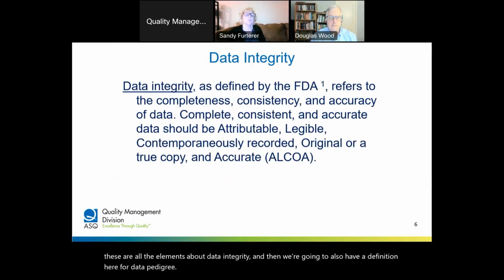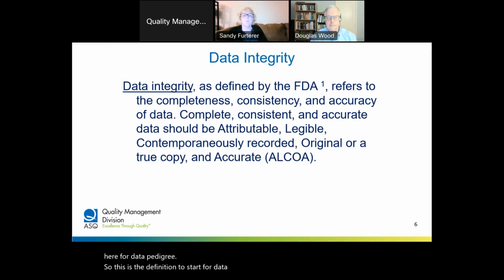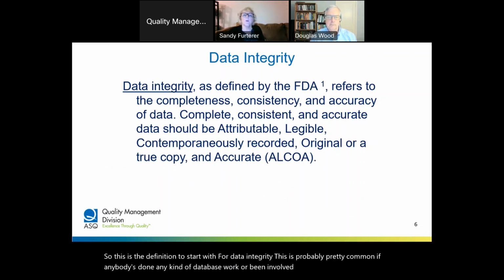So this is the definition to start with for data integrity. This is probably pretty common if anybody's done any kind of database work or been involved in really understanding where your data comes from. You might have the IT folks come to you and say, do you own this piece of data? Or who is going to own this piece of data? Who's going to be responsible for making sure this data is complete, that this data is consistent and accurate? And then you should be able to attribute it to a process, and someone needs to own that data. So you need to understand where it's been.